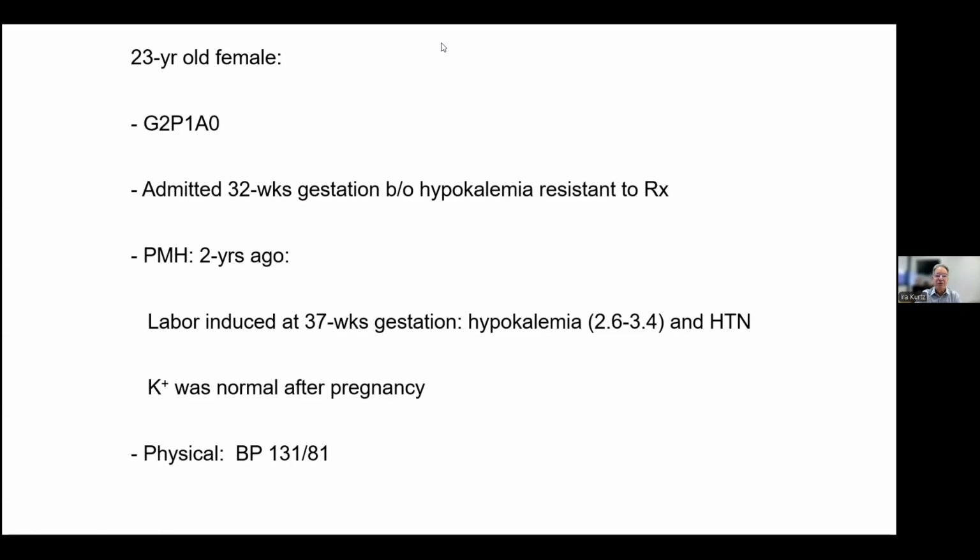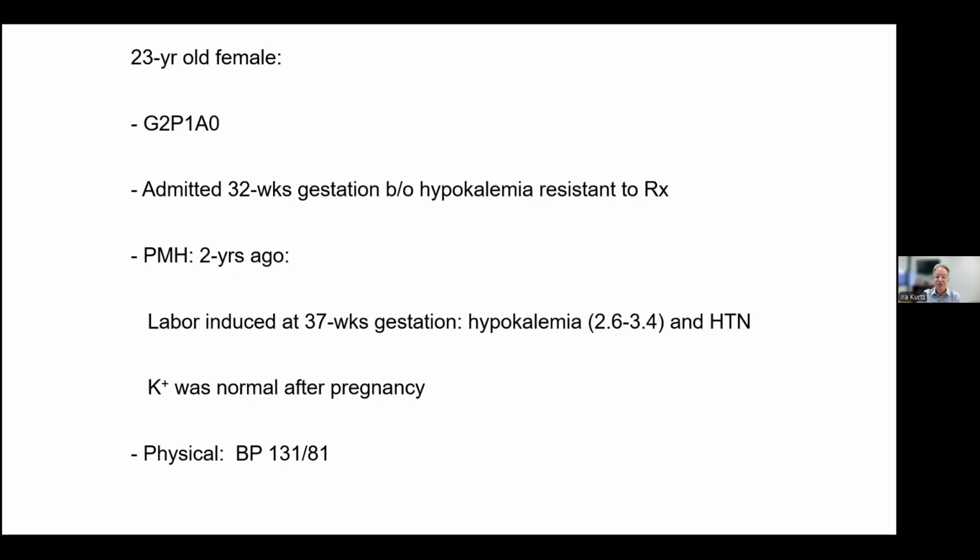Okay, so remember acetaminophen, organic metabolic acidosis. This is another patient, a 23-year-old female, G2P1A0, admitted at 32 weeks gestation because of hypokalemia that was resistant to treatment. Two years ago, she had another pregnancy with labor induced at 37 weeks gestation. She was hypokalemic at that time and hypertensive, but the K was normal after pregnancy.